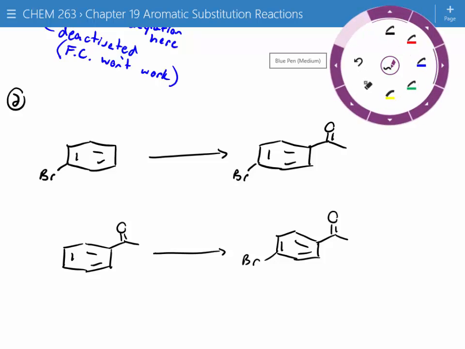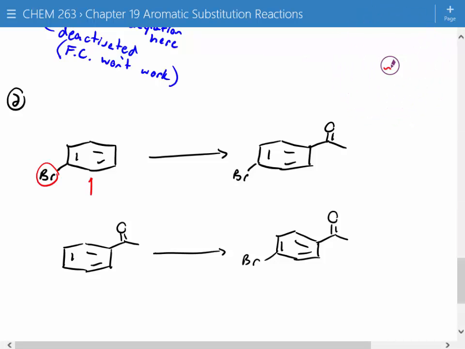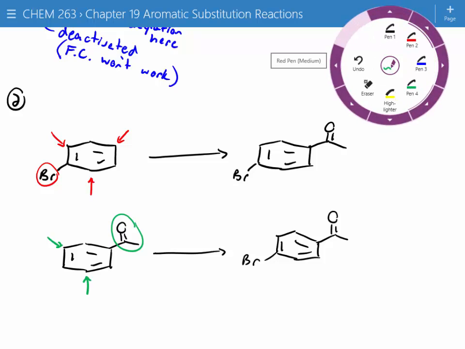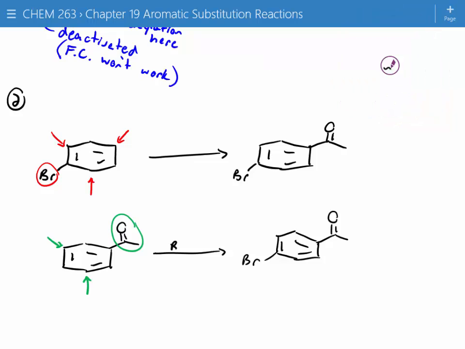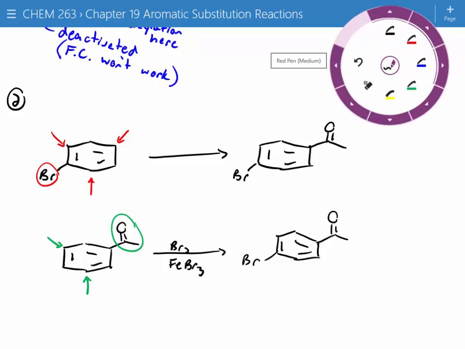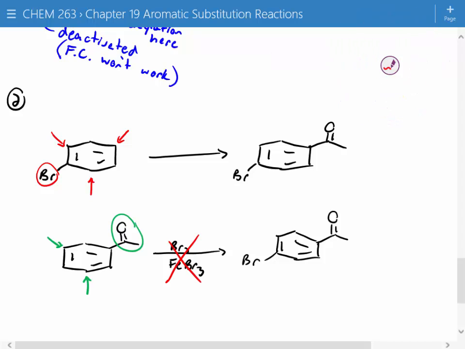All right, let's do the same thing we did before. If we've got bromine, it'll favor ortho-para. If we've got the carbonyl group, which will that favor? It will favor meta, right? We definitely don't want meta substitution, which means that reaction 2, which would have required Br2 and FeBr3, is out of the question. So this won't work. But the top one will, right?